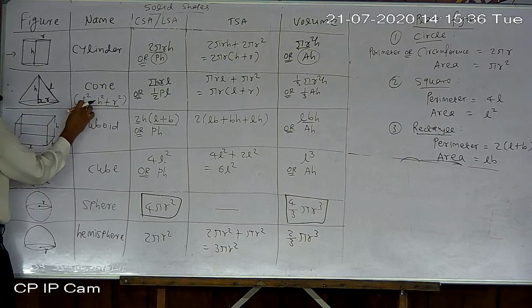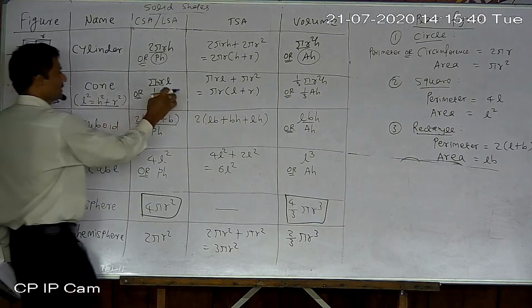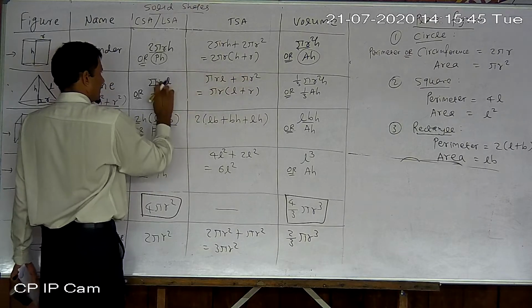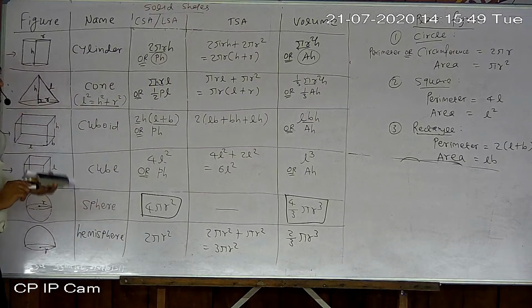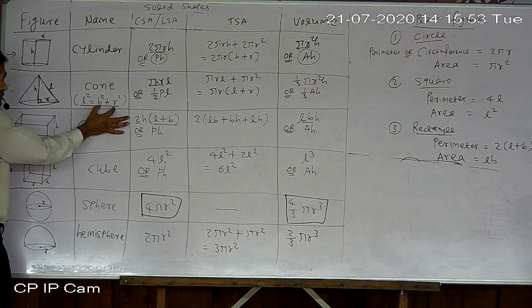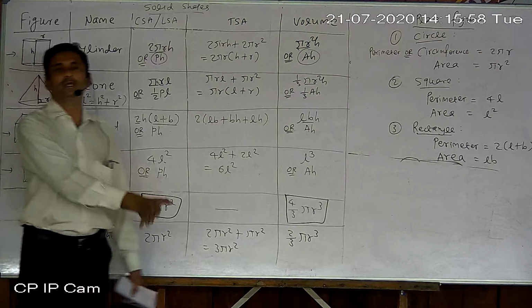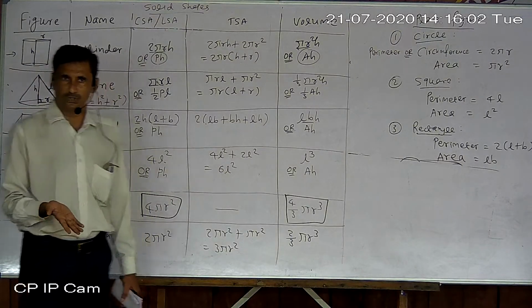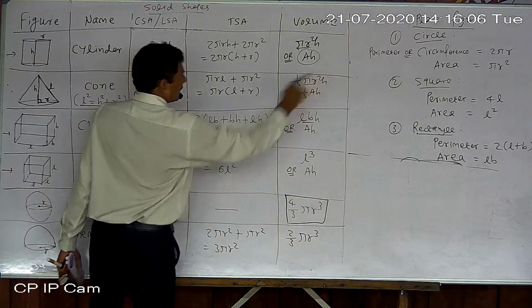When will it be useful? Just look here. In the surface area sum, there is no S. Height is not required anywhere; L is required. Suppose you are not given L, but instead you are given S and R both. Then you have to find L first, and only then the area, whether it is CSA or TSA. Same way, in the cube, here is S only, no L.